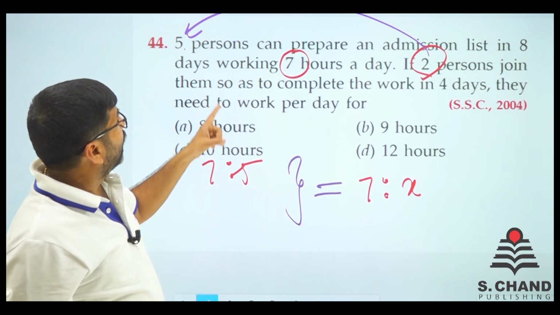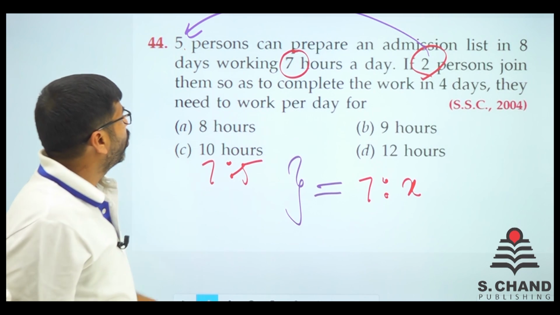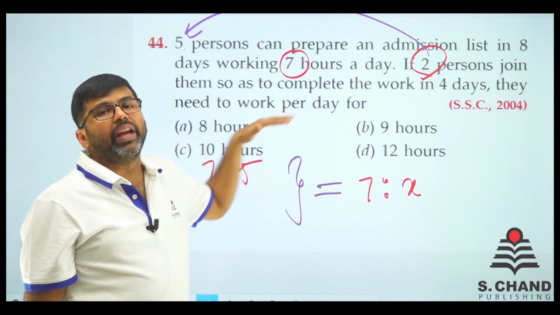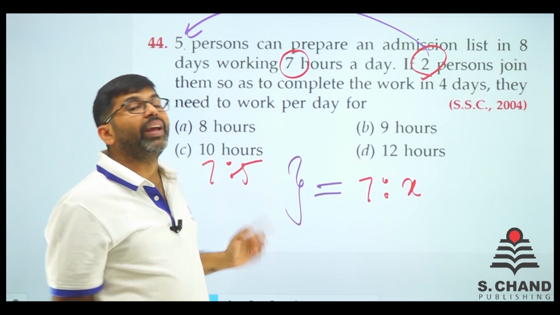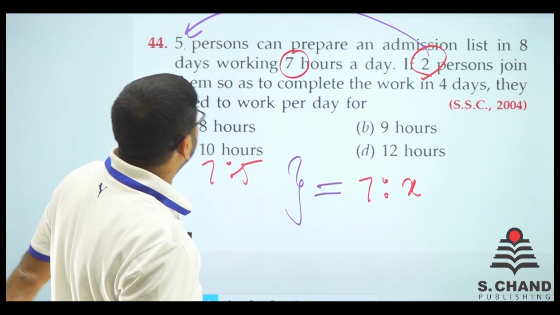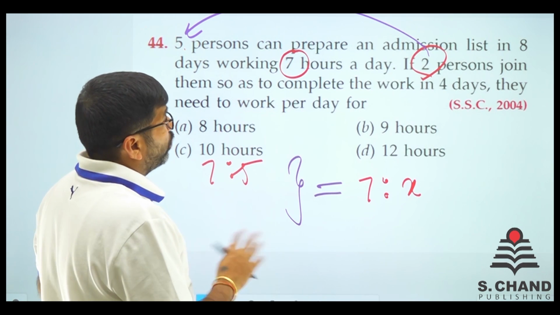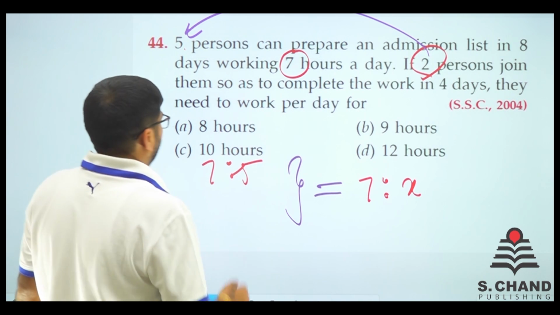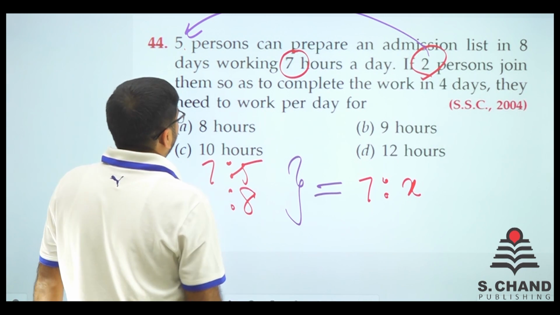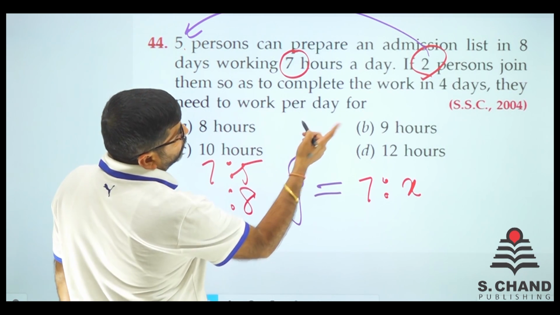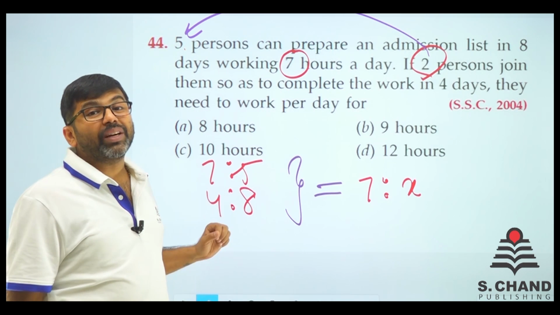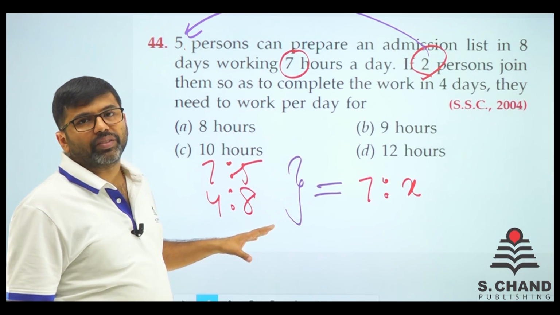One thing. The other is days. So if we do more hours a day, days will be less. So again inversely proportional. Inversely proportional means what? You have to write this again in reverse. So 8 here and 4 here. You need to be very much careful when you write this.